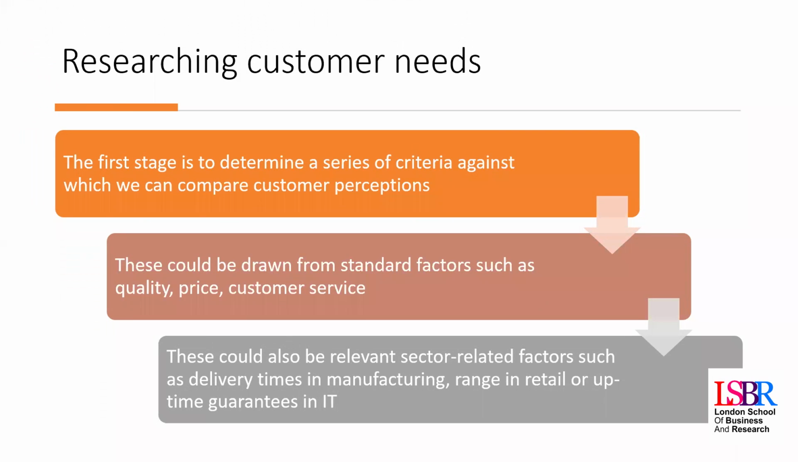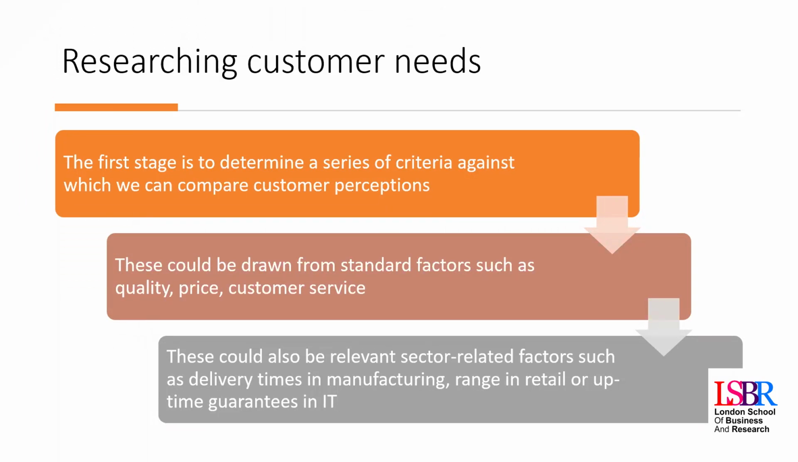Well, the first stage in any of that process is to determine a series of criteria against which we can compare customer perceptions. So that basically means we're looking to understand, how do we compare what customers want? How do we understand what customers want from us? And how do we deliver what customers are looking for? Now, that can be done from standard factors such as quality, price, customer service. So you can look at these measures or performance indicators that might show you how the business is performing.